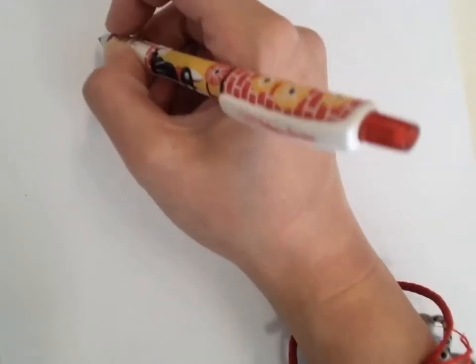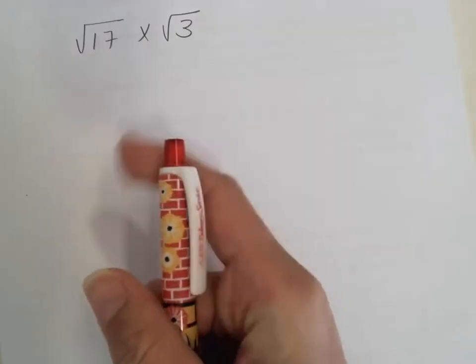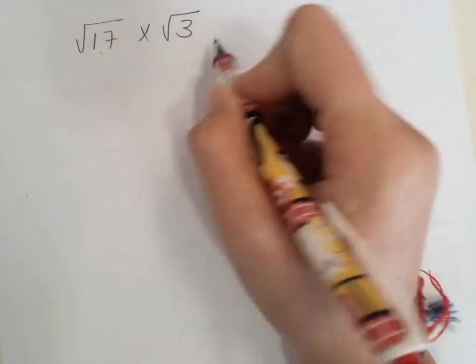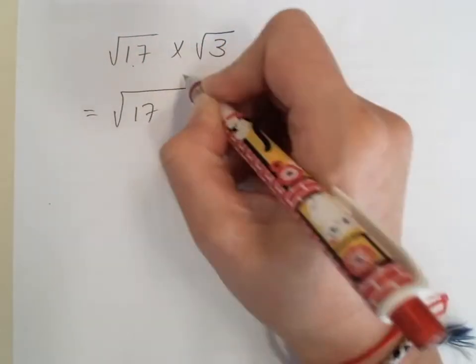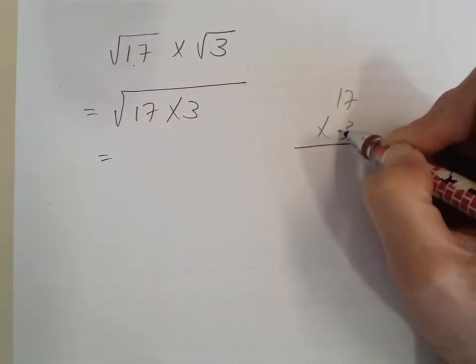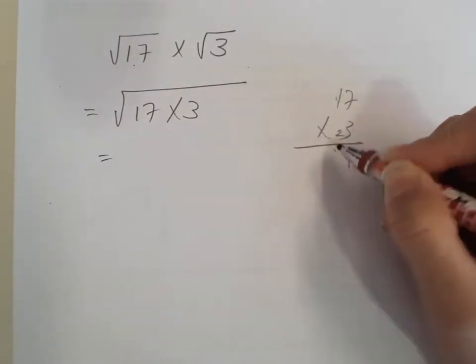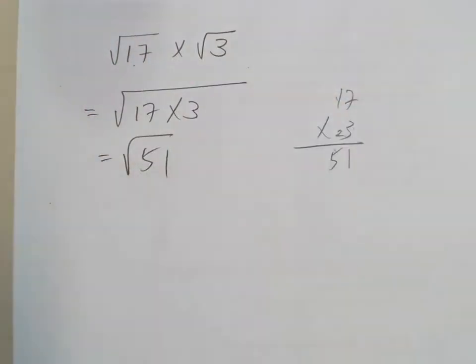For example, I want you to simplify the square root of 17 times the square root of 3. We know that these two numbers are prime numbers. We cannot break them down, so we will just multiply them. Because it's under the root, we multiply. So 17 times 3 is 51. Now we got the square root of 51. Nothing we can do with that, so the square root of 51 stays as it is.